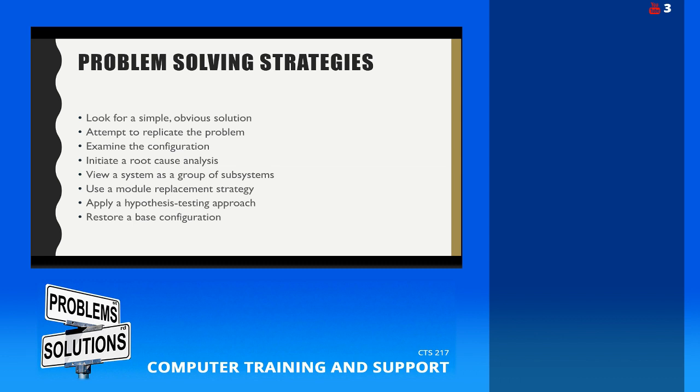Use a module replacement strategy. Sometimes one of the best things you can do is just replace a part. Like, I could probably work on tweaking this or that and fixing this part here and maybe running a new wire from here to here. Or what I could just do is take and just replace this. And that would be cheaper and quicker and more efficient and effective.